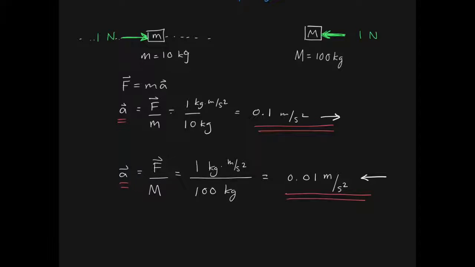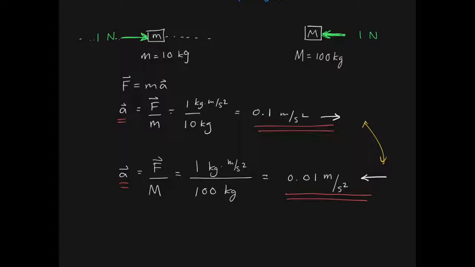Intuitively, if we compare these two results, considering the magnitude specifically: in the first example I looked at 10 kilograms and a 1 Newton force, and it's accelerated 0.1 meters per second squared. If I have a larger mass, 100 kilograms, and I apply the same force, it's accelerated much less. So mass is a measure of inertia, which is resistance to motion, and that's going to be important in the study of dynamics.